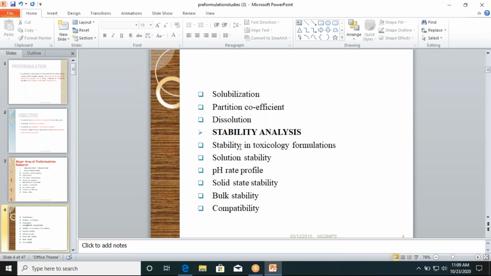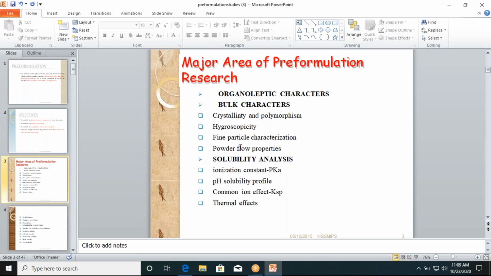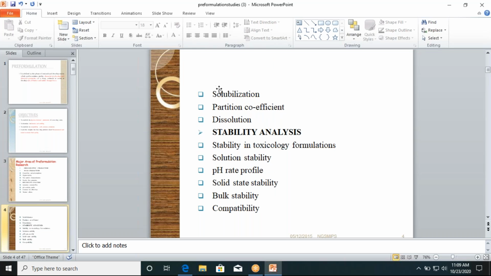When you are going for solubility analysis, one more important thing is solubilization. If the drug is poorly soluble, what is the method you will use to increase the solubility of the drug? That comes under solubilization, and the partition coefficient of the drug will be determined. Once the partition coefficient is determined, the next one is dissolution of the drug. So dissolution is very important, right?